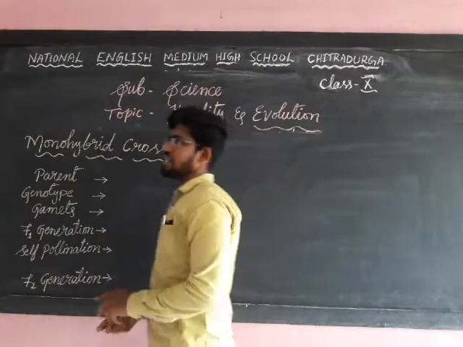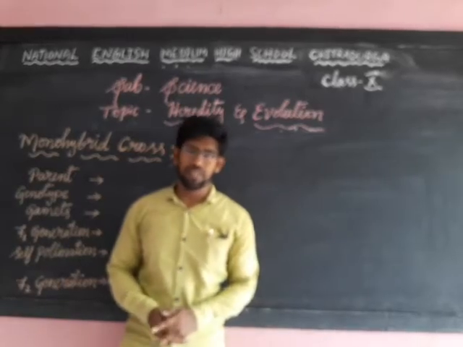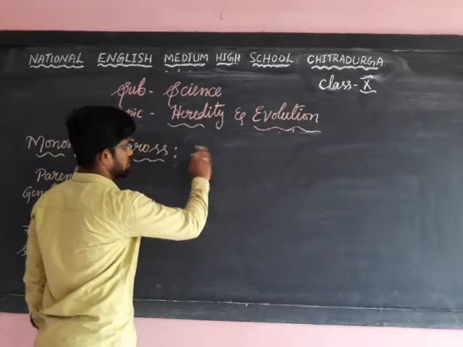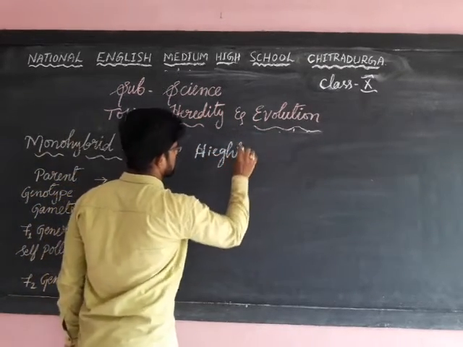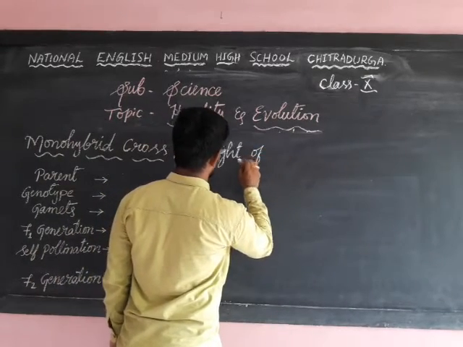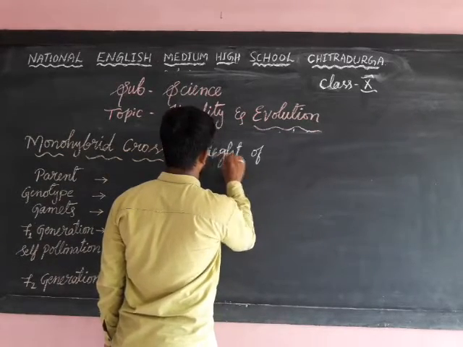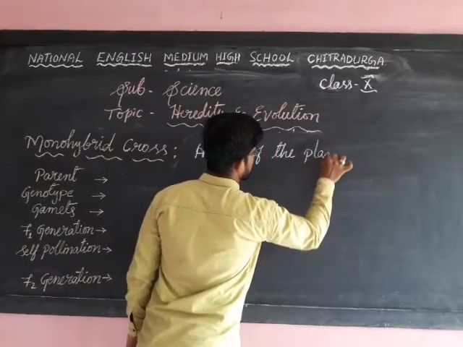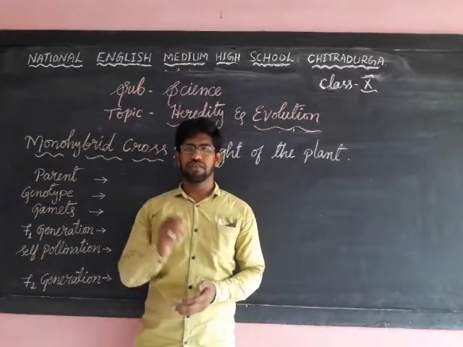Okay students, now let's begin how the monohybrid cross takes place. In this monohybrid cross, we have to select one characteristic. Let me select that one. The characteristic is the height of the plant. So I choose one character, that is the height of the plant.